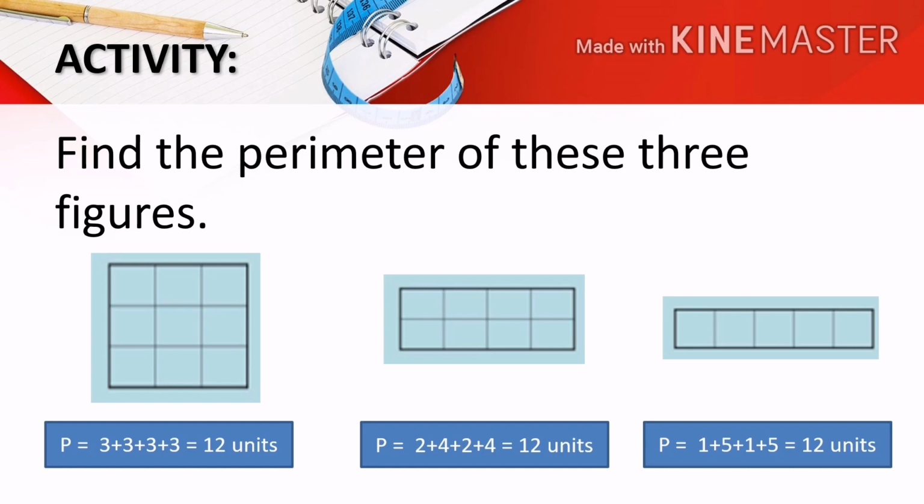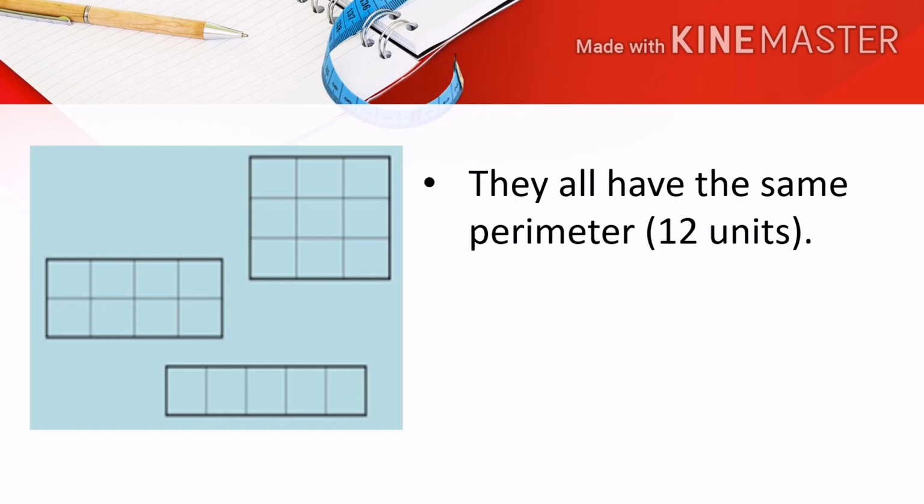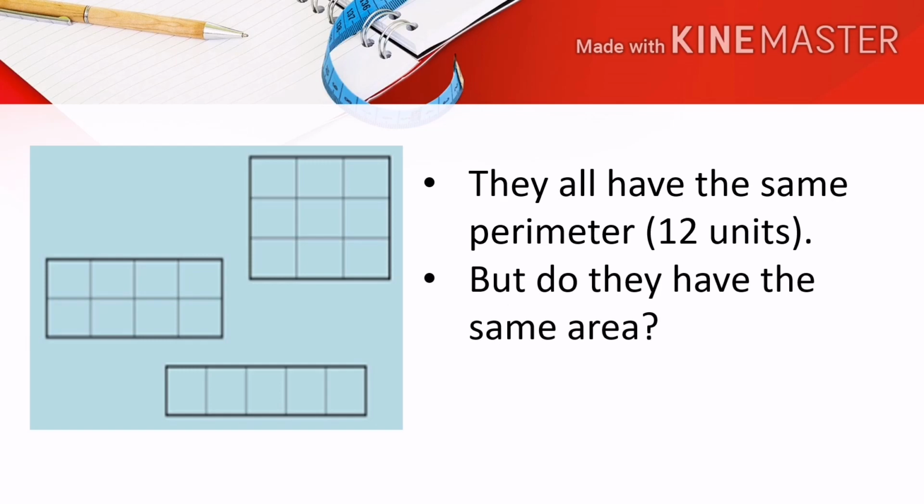So, we can see from this illustration na pwedeng iba-iba siya ng shape or iba-ibang polygon, iba-ibang size, pero the perimeter could be the same. So, they all have the same perimeter, which is 12 units. But the next question is, do they have the same area? Okay? Sige, tingnan natin. Sabi dito, the area of the square is 9 square units.